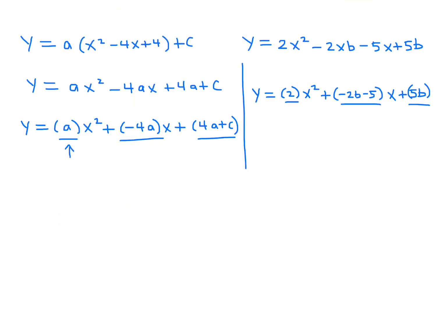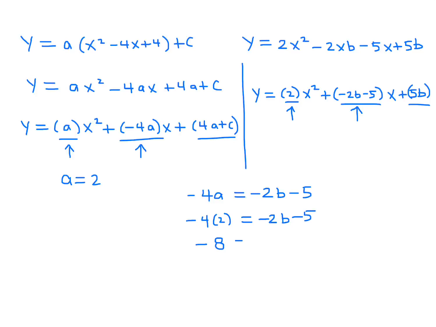So from the first ones, we know that a is equal to 2. That was an easy one, right? And then from the next one, we know that is equal to that. So that means that minus 4a is equal to minus 2b minus 5. a is 2, so substitute that in. You get minus 8 is equal to minus 2b minus 5. And let's see here, we got minus 3 is equal to minus 2b, and therefore b is equal to 3 over 2.